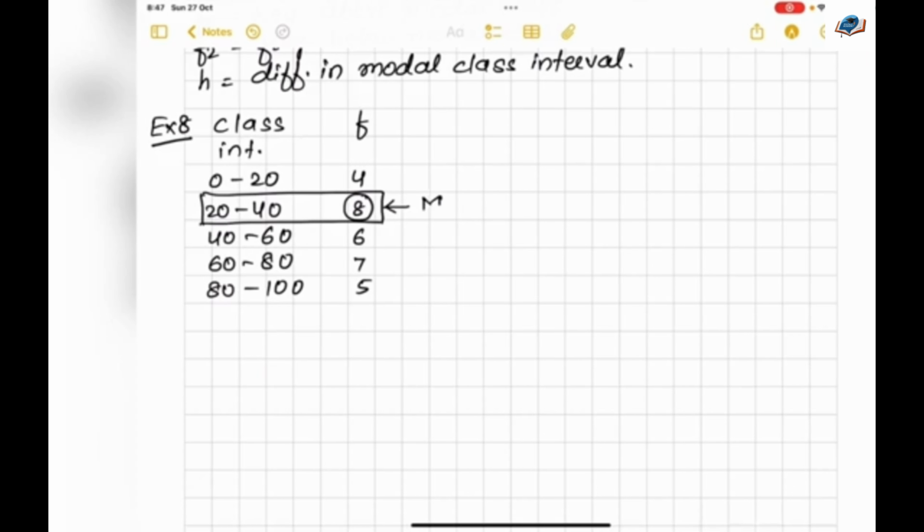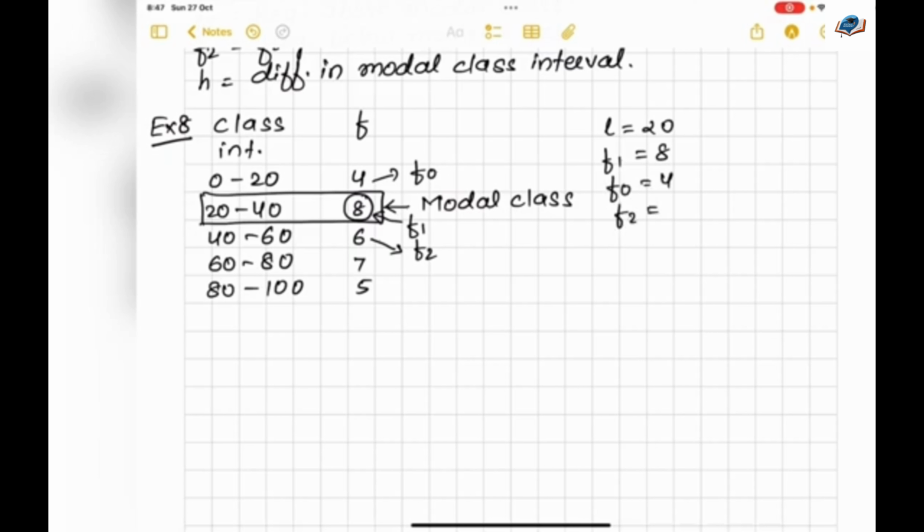Now, F1 was the frequency of modal class. So 8 is F1, 6 will be F2, and 4 will be F0. Now L will be the lower limit. So L equal to 20, F1 equal to 8, F0 equal to 4, F2 equal to 6, and H will be 40 minus 20. So that is 20. So now let me use the formula: mode equal to L plus F1 minus F0 upon 2 F1 minus F0 minus F2 into H.